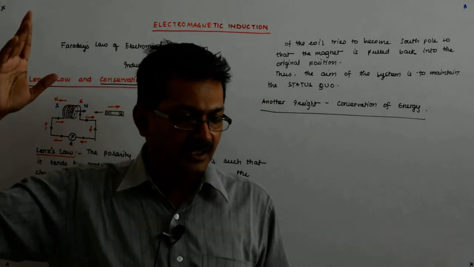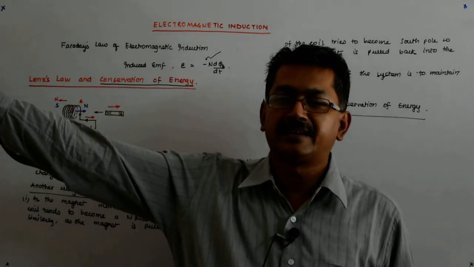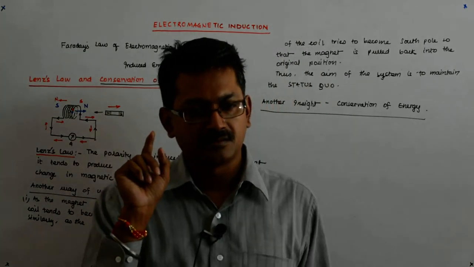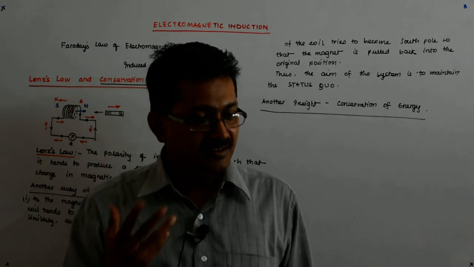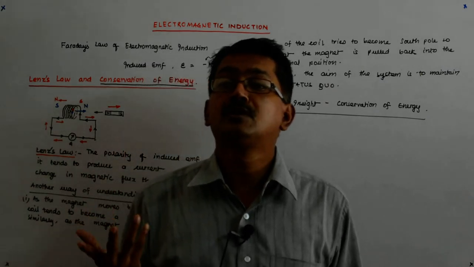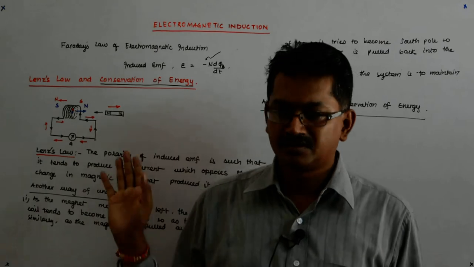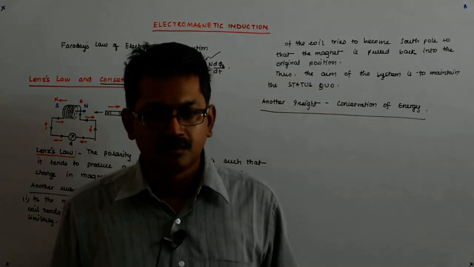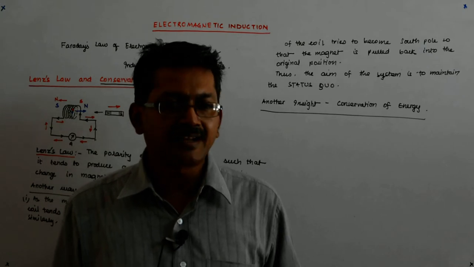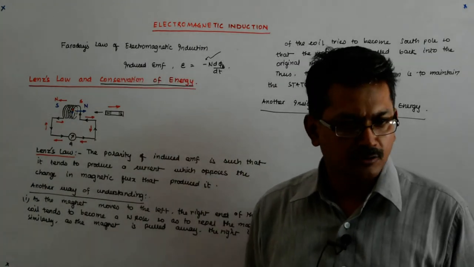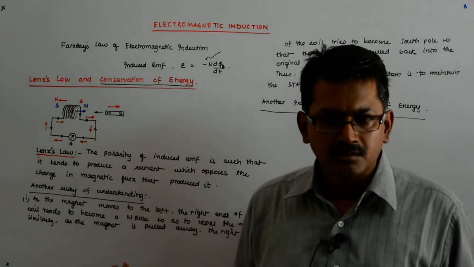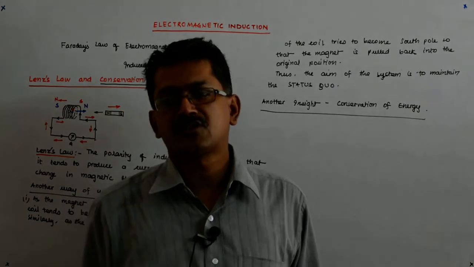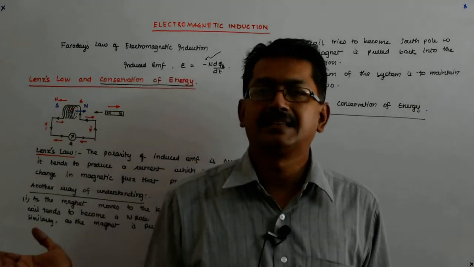So if it was 50 kilometers away, I can move a magnet that is 50 kilometers away just by giving it a small tug, correct? So what is happening? Who is doing that much of work? The system. From where? From nowhere. Okay, where is the energy getting lost? Nowhere. So what is happening? The whole law of conservation of energy will get violated.